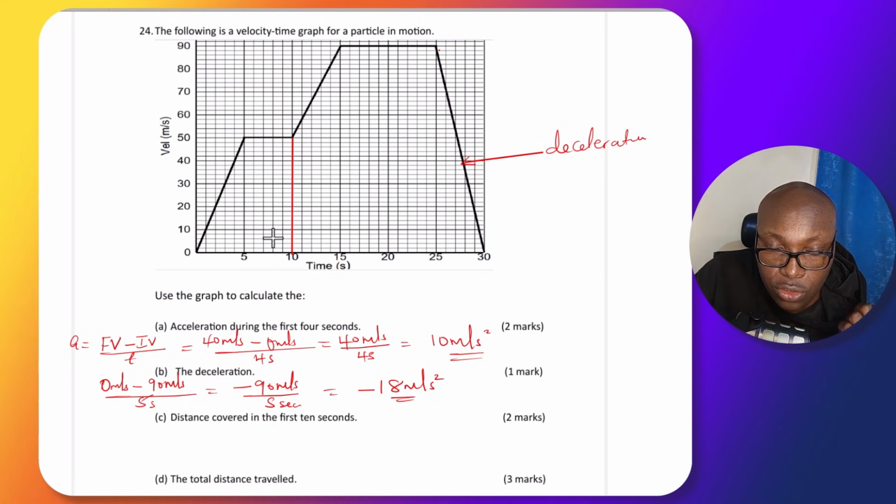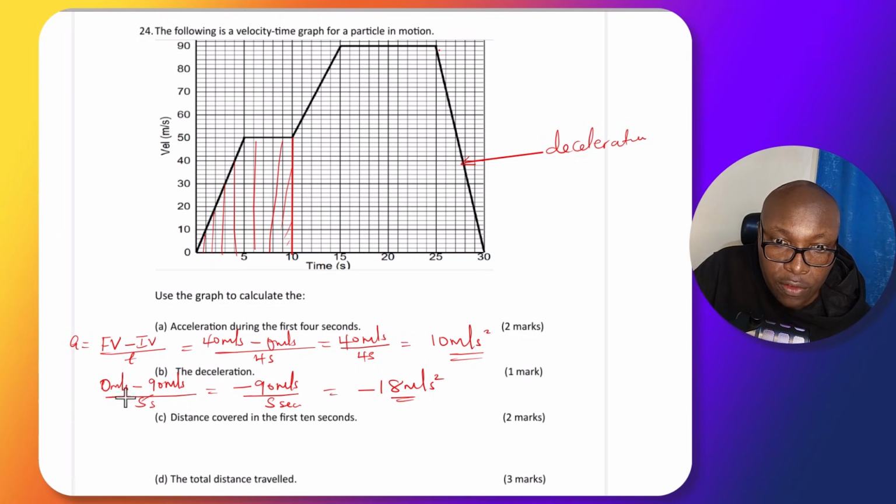So if we get the total area under this graph between 0 and 10 seconds, that will give us the total distance. To do this, we will identify this shape. Because we need the total area under that graph between 0 and 10. Which shape is this? This is a trapezium.